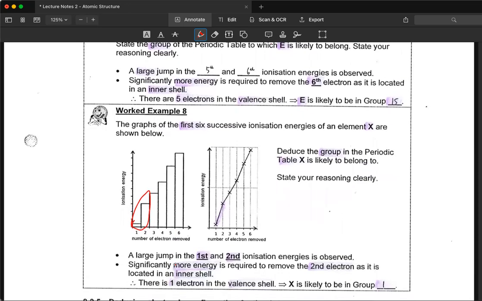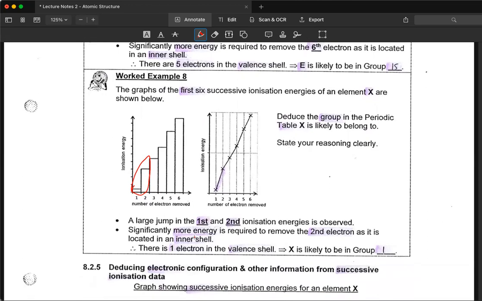So the explanation is a repeat. Standard answer, standard question. More energy is required to remove the second electron as it is in the inner shell. So there's 1 electron in the valence shell. It has to be a group 1 element.